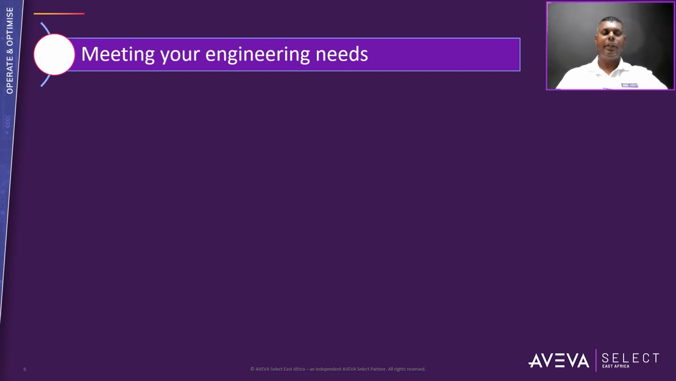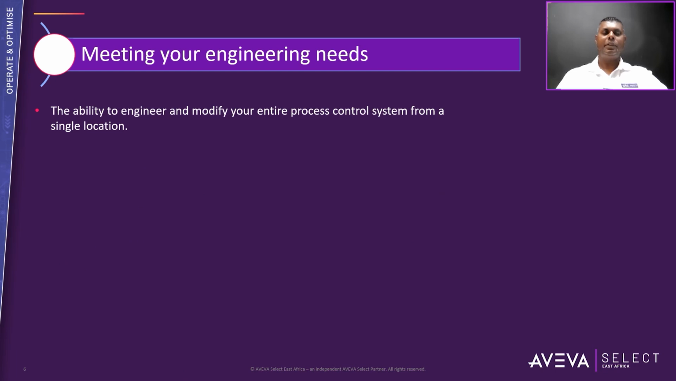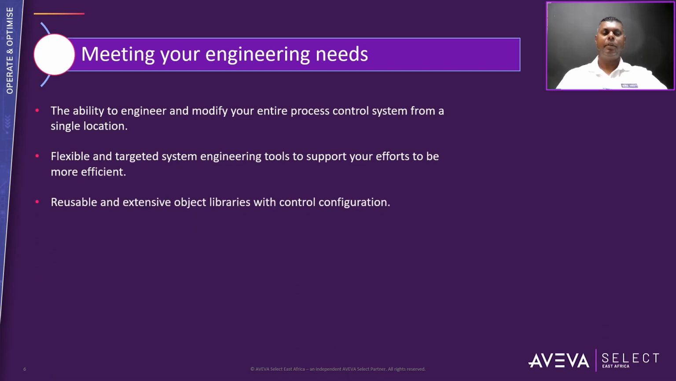Meeting your engineering needs. The ability to engineer and modify your entire process control system from a single location. Flexible and targeted system engineering tools to support your efforts to be more efficient. Reusable and extensive object libraries with control configuration. Offline simulation to reduce testing and commissioning time.